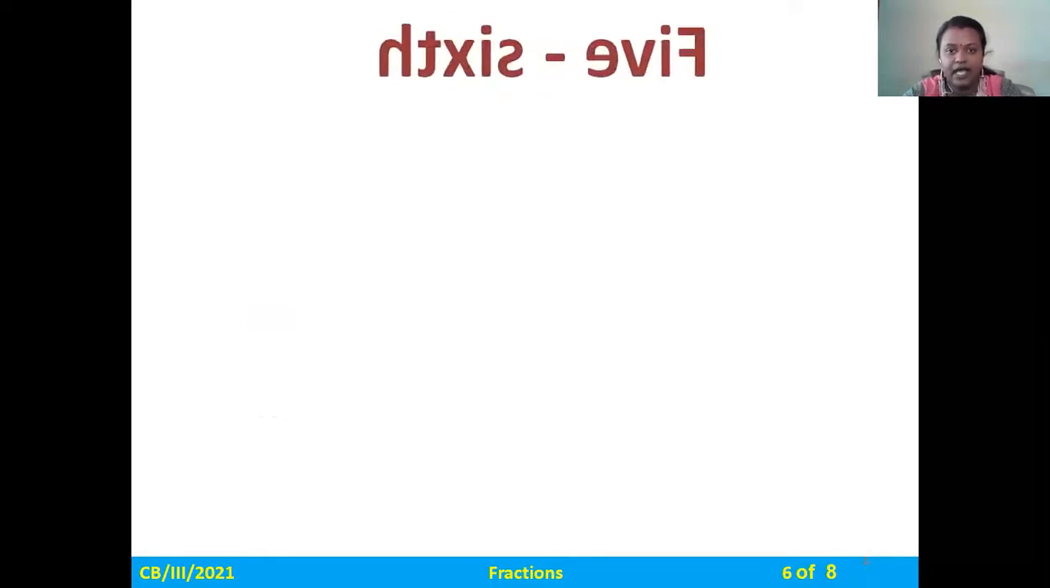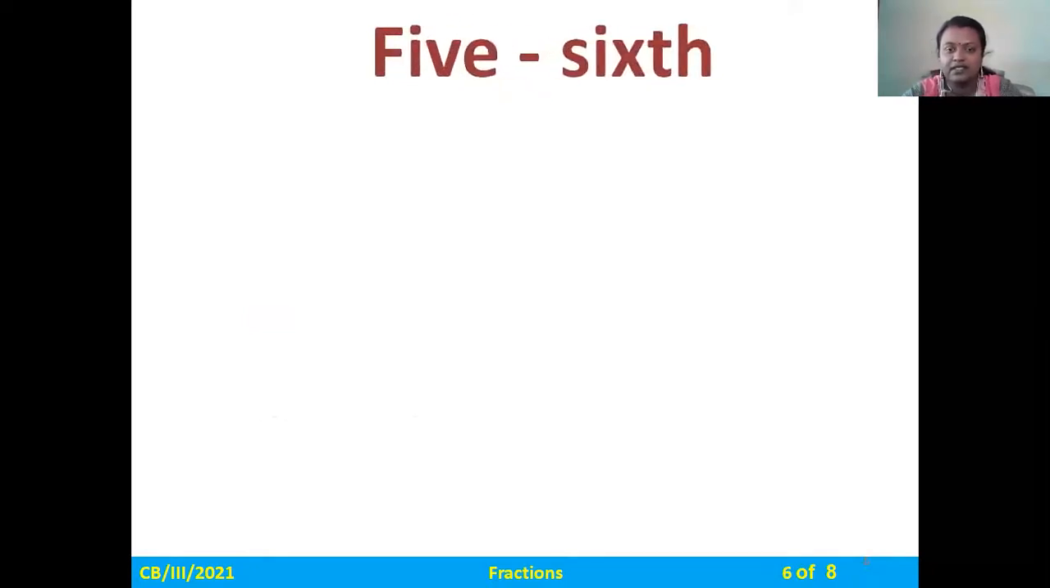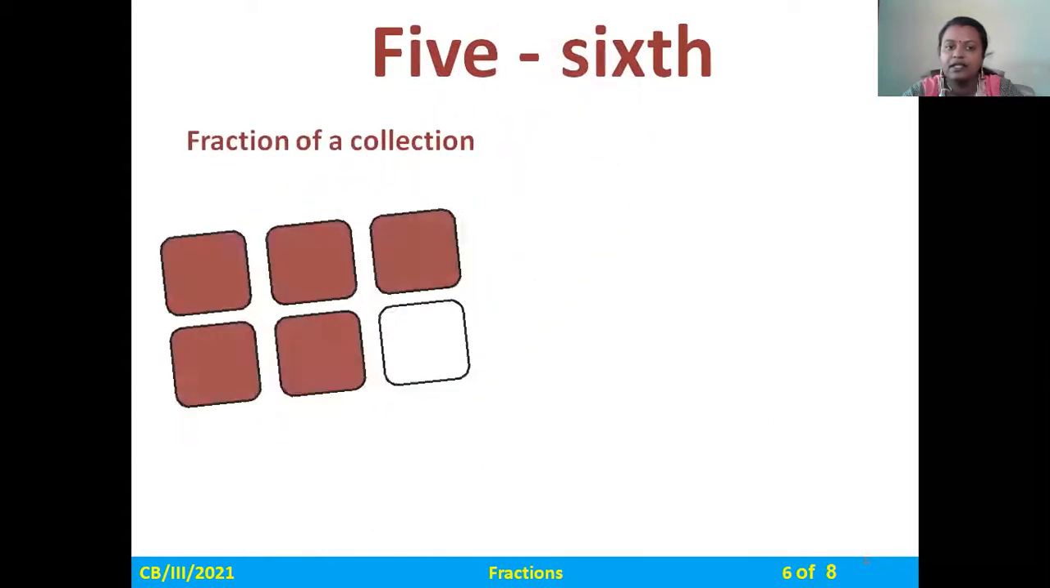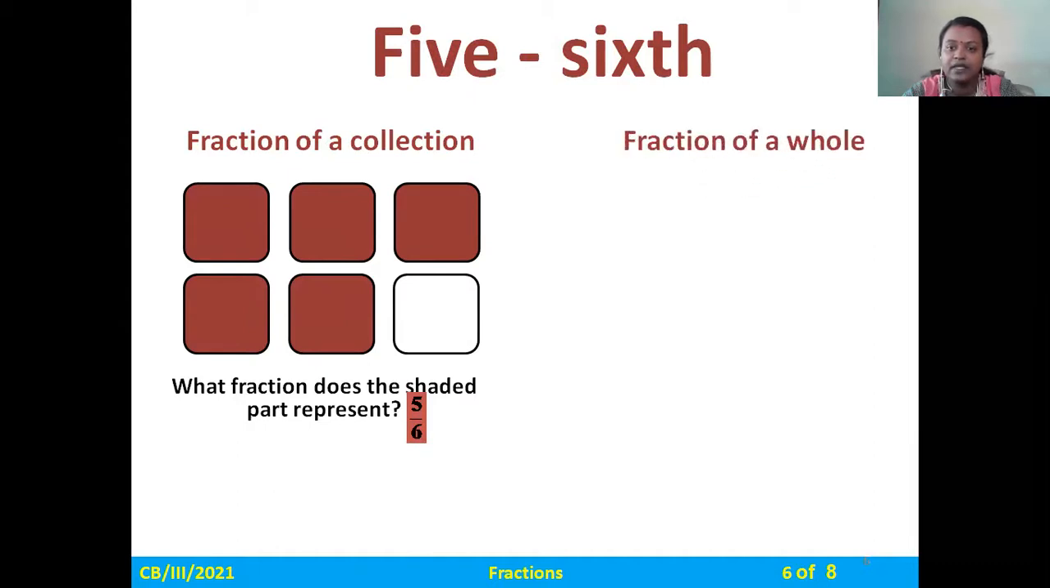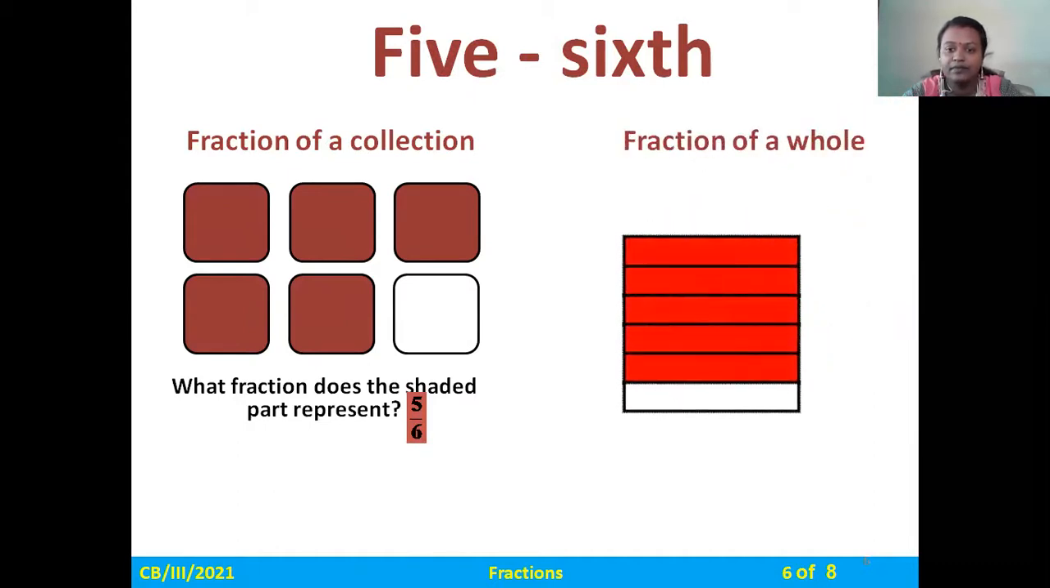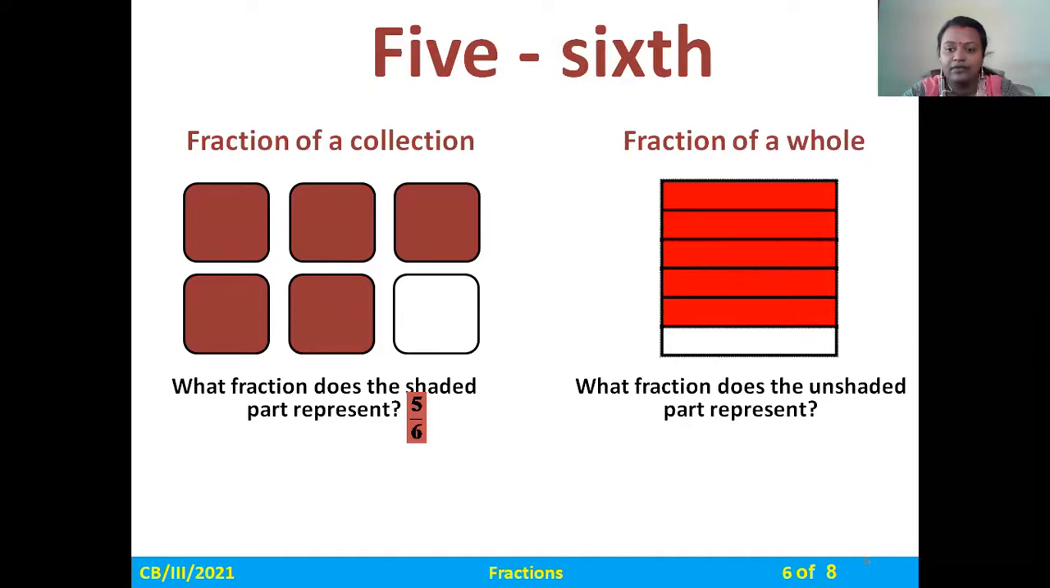5/6. As the name states, it's very simple: in the collection you'll have 6 parts, out of which 5 would be shaded. For the shaded part, it would be 5/6. In the case of the whole, we have the unshaded part represented as 1/6.